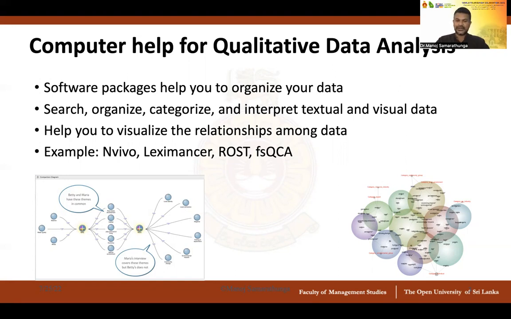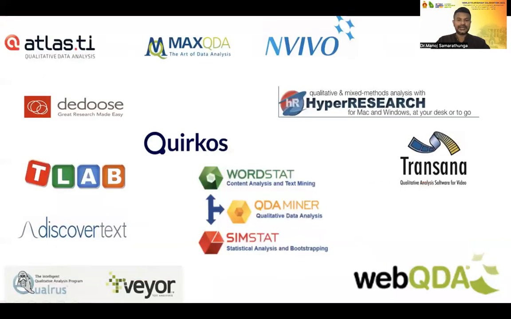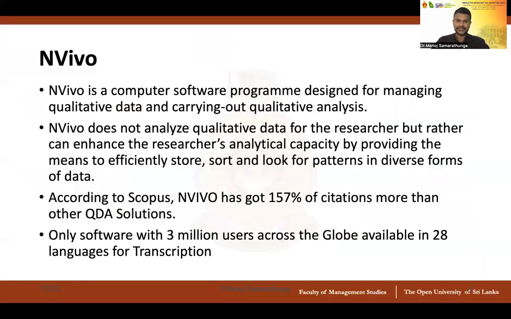NVivo is a software package that helps to organize your data. It helps you do a comprehensive search through thousands of research articles, maybe hundreds of books, and to organize and categorize the data and interpret the textual data and the visual data. Further, it helps you visualize the relationship among the data. Always remember, it is not only NVivo that we have, but also Leximancer, Provalis, fsQCA, etc. And here you can see other qualitative data analysis software in the world.